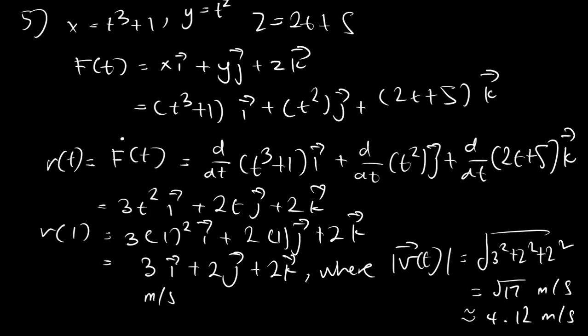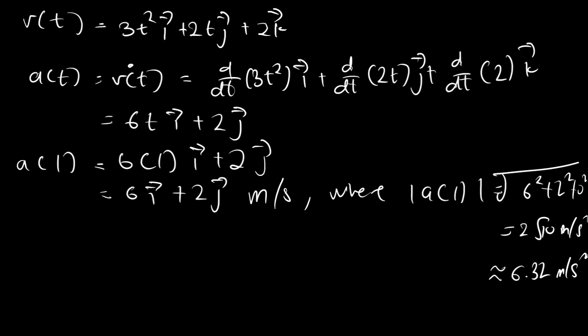And then for question 5, we need to find the velocity and acceleration. We're given x, y, and z, where f of t is equal to the components of these three. Just put them into f of t, and then take the derivative for all of them, because it is linear. We get 3t squared plus 2t plus 2. Then substitute the value t as 1. We'll get 3i plus 2j plus 2k, and find its magnitude. We'll get roughly 4.12 meters per second.